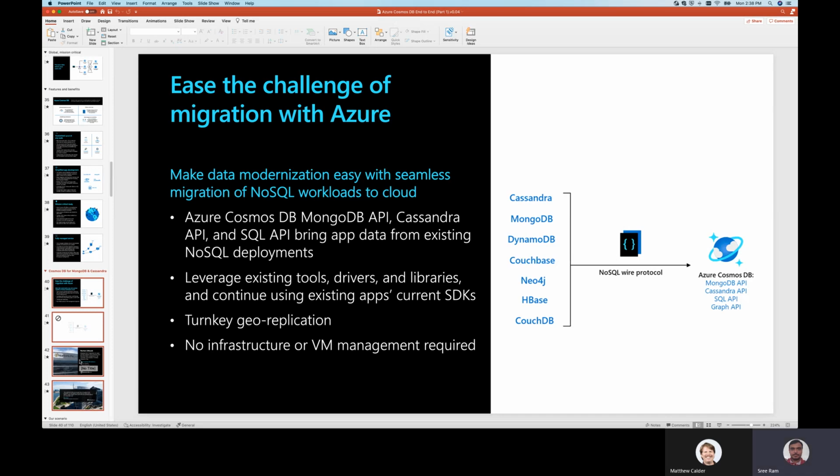So now coming to the migration scenarios of Cosmos DB database. Let's make data modernization easy with seamless migration, aka changing the connection string. We offer Azure Cosmos DB Mongo API, like I said, and Cassandra, wherein you can bring your on-prem workloads into the cloud, and we manage the infrastructure and virtual machines that are needed to run your environment.